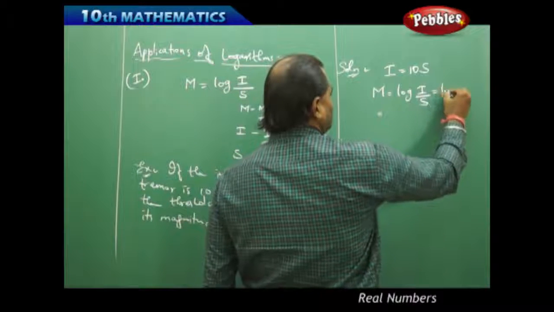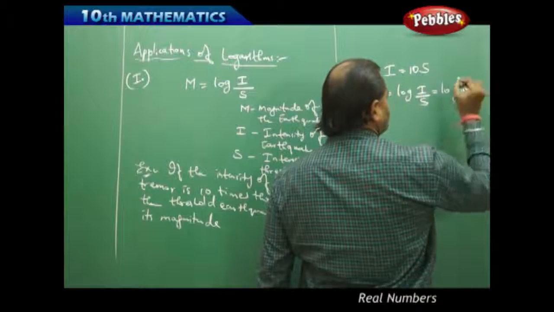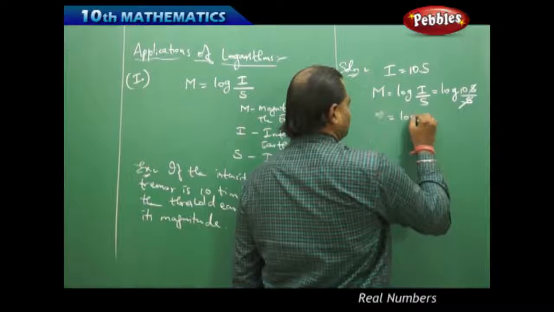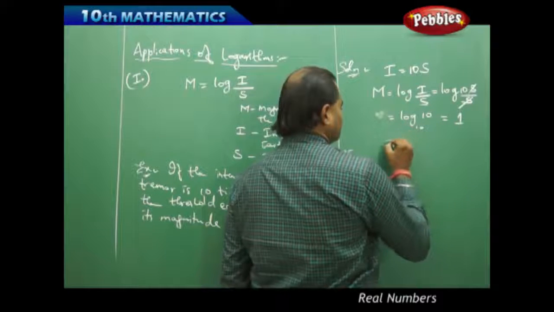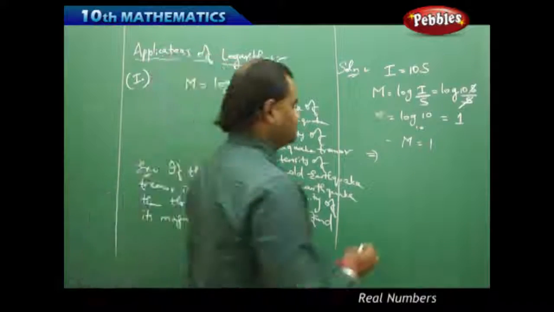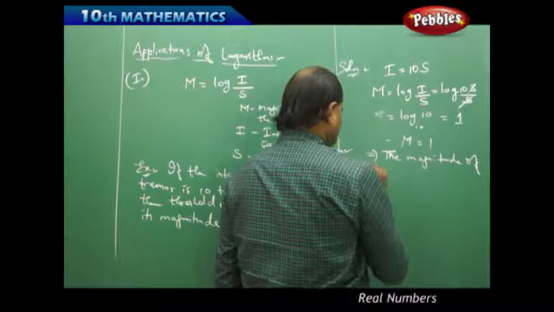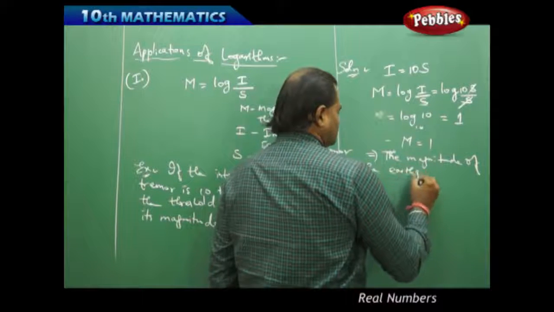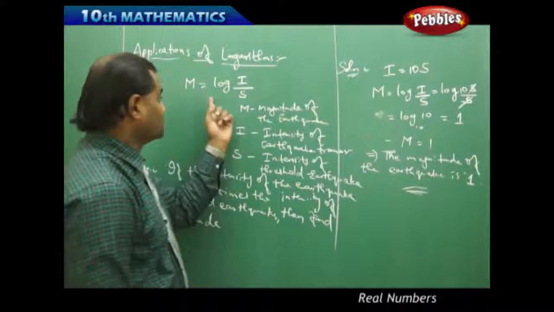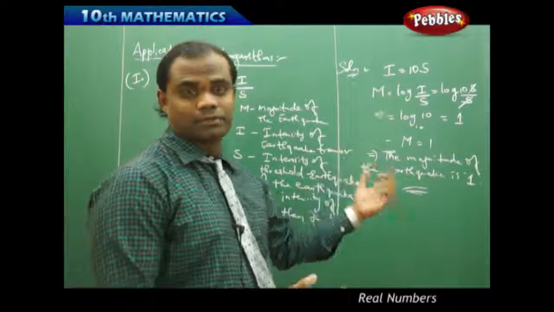Now this, on simplification, gives me I, when substituted with 10 times S, gives me 10S by S, so that S gets cancelled in both the numerator and the denominator, and therefore I get log 10 to the base 10, which is 1. Therefore M is 1. That implies the magnitude of the earthquake is 1, is how I understand connecting logarithms with real life. One of the applications of logarithms is connecting the intensity of the earthquake with the magnitude using logarithms.